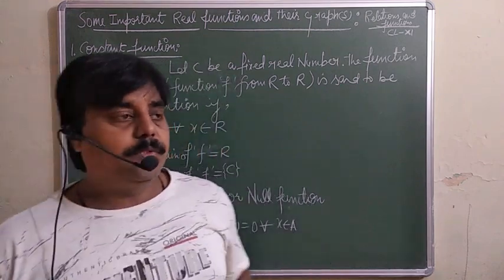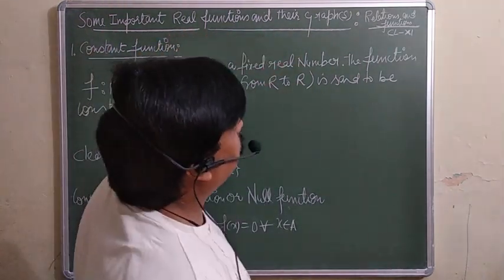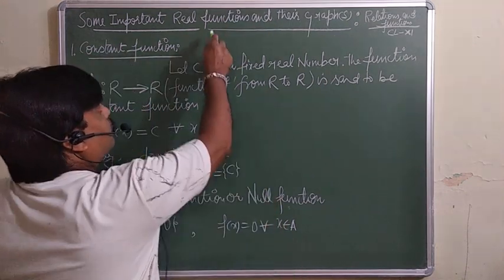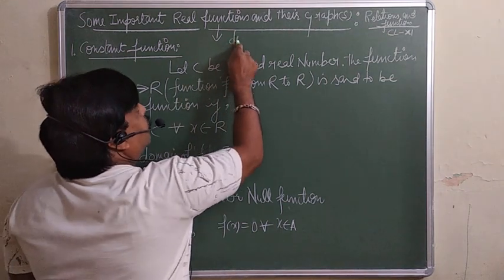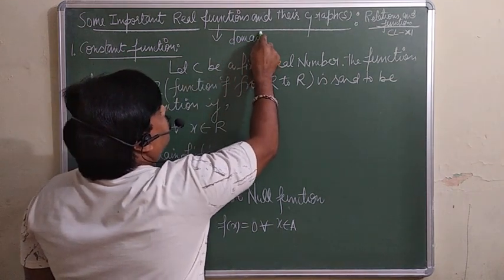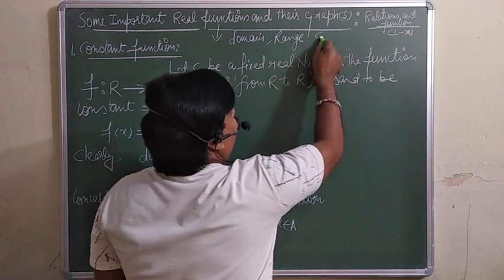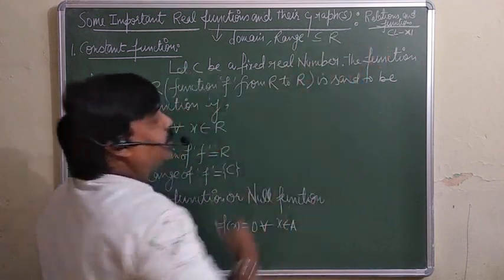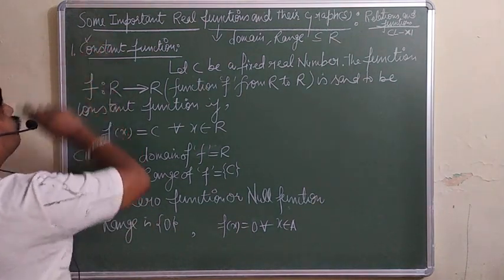Hello everybody. Now we will discuss some important real functions and their graphs. First of all, a real function means the domain and the range of the function are subsets of the real numbers. That is a real valued function, you can say. So first we are going to talk about the constant function.